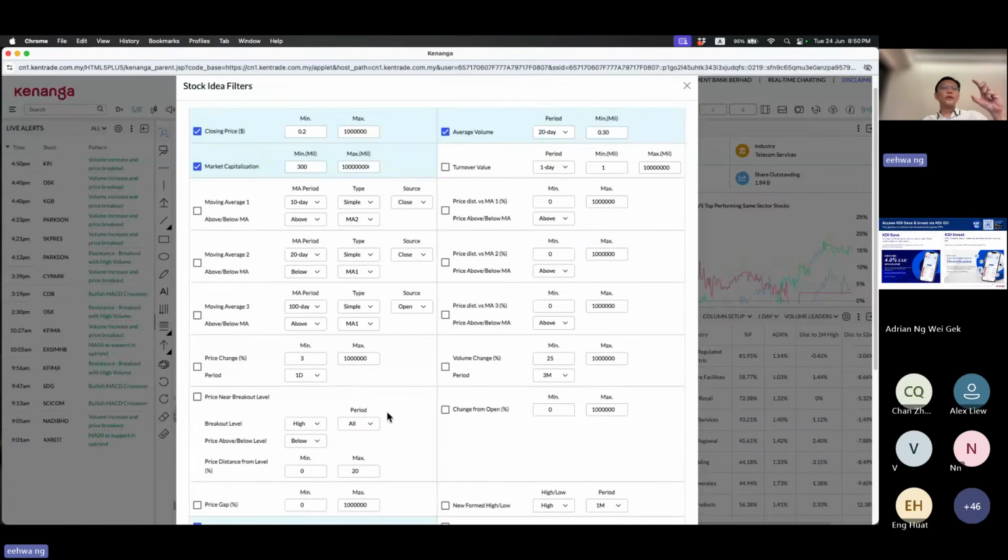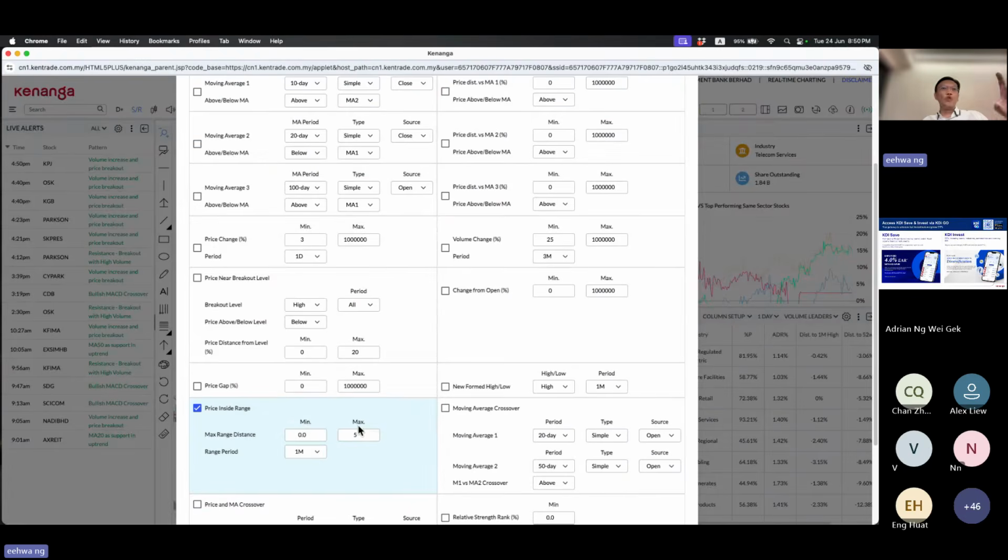If 5% is too small, you want to increase it to 10%, feel free. Because for penny shares, if the stock price is 50 cents and you do 5%, basically you are looking at a very tight range, which is impossible, because as the stock price goes lower, your percentage actually is bigger, because of the smaller stock price. Okay, so that is the price inside range.